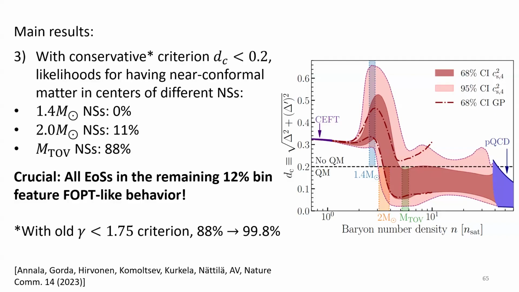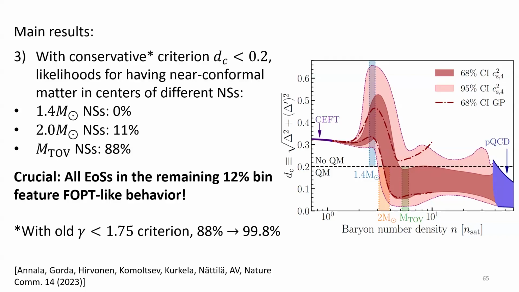And two crucial things. One is that one can ask what happens for the remaining 12%. Well, they all turned out to exhibit first order phase transition like behavior. So it seems that the only alternative to having the centers of maximally massive neutron stars behaving very close to conformal matter is that the system is undergoing a first order phase transition. So the phase transition is then what destabilizes the neutron stars.